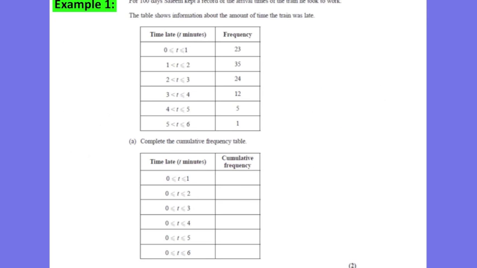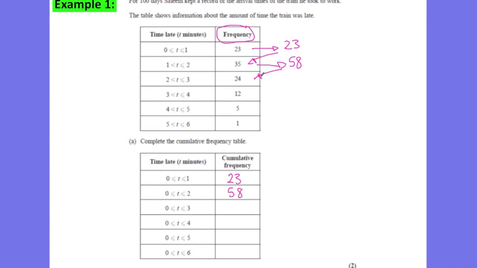Before we can draw a cumulative frequency curve, we must calculate the cumulative frequency from the frequency. The cumulative frequency is basically a running total. Our first category goes from 0 to 1, so our frequency is simply 23. An easy way might be to calculate this next to the frequency. We add this to the second frequency to get 58, which is the category from 0 to 2.